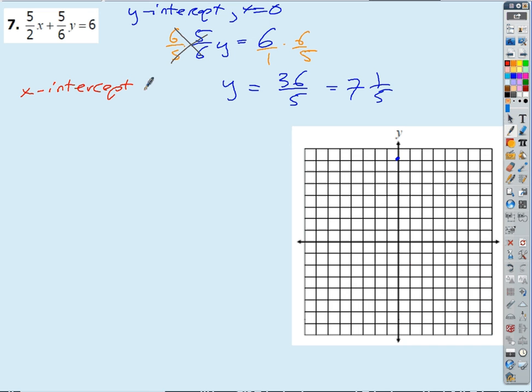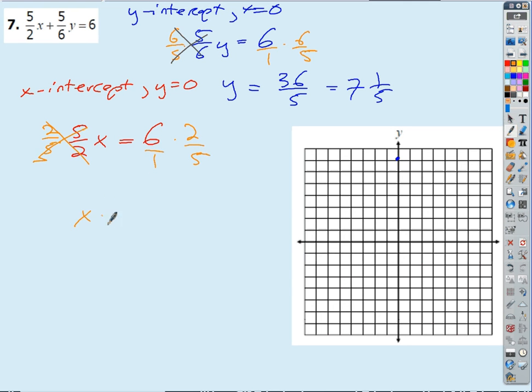That's where y equals 0. So if I cover up the y term, right, let y equal 0, what do I get? 5 halves x equals 6. What do I do here? Nancy, what am I going to do to get the x by itself here? Multiply both sides by 2/5. Very good. And so those guys will cancel.